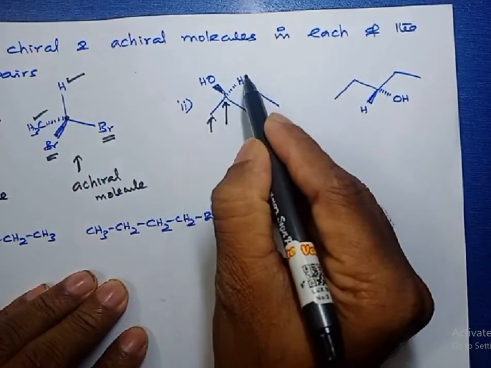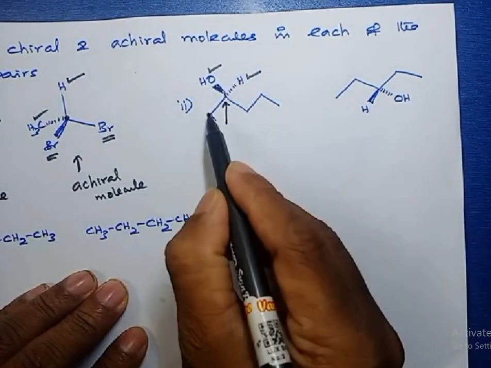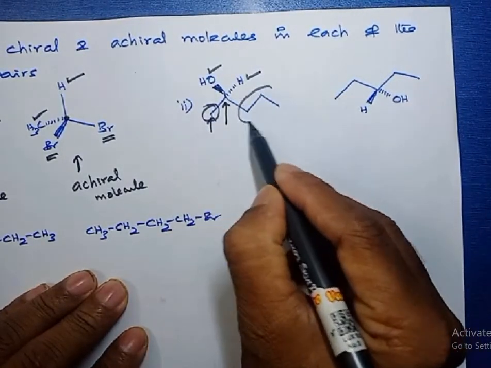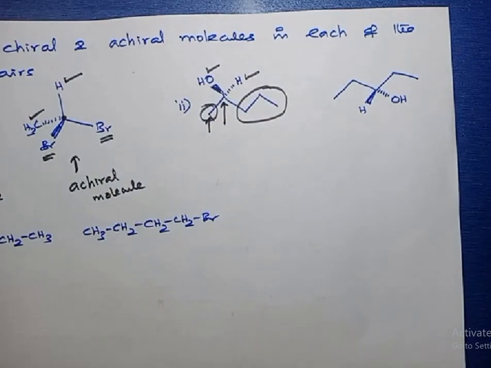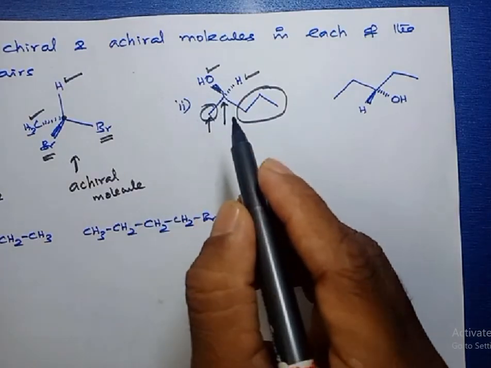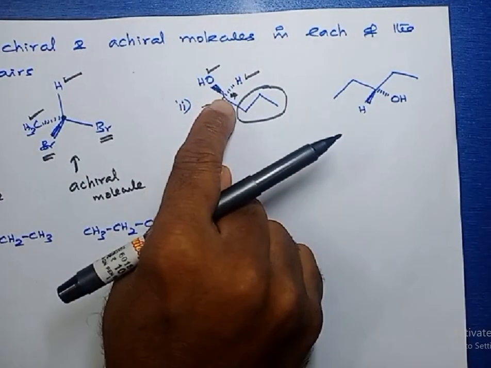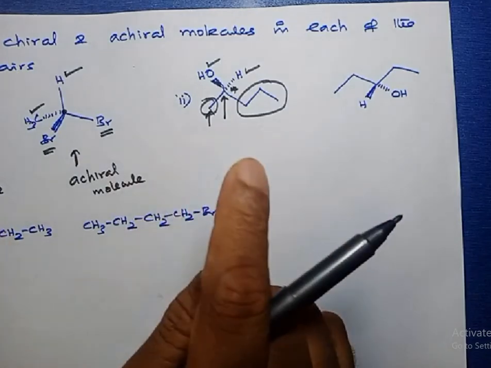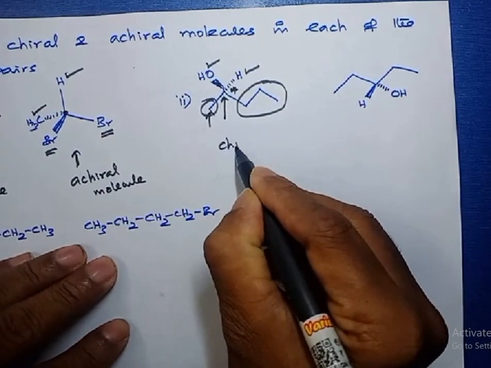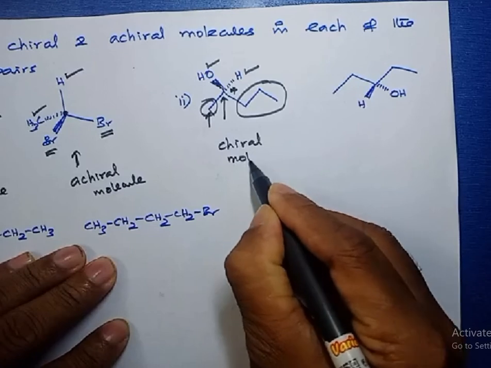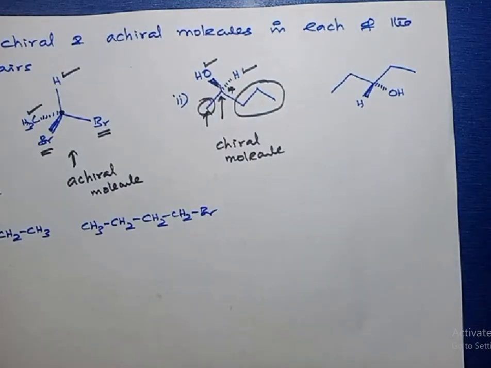In this carbon we have one hydrogen, one OH group, and on this side a methyl group, and on this side a propyl group. All four groups are different. Am I right, student? Yes, sir. So all four groups are different. Therefore, this carbon is a chiral carbon. So we have only one chiral carbon. Whenever a molecule contains only one chiral carbon, the molecule must be a chiral molecule.